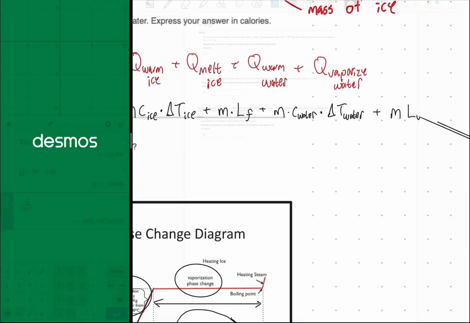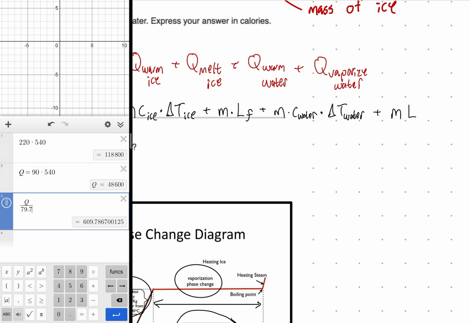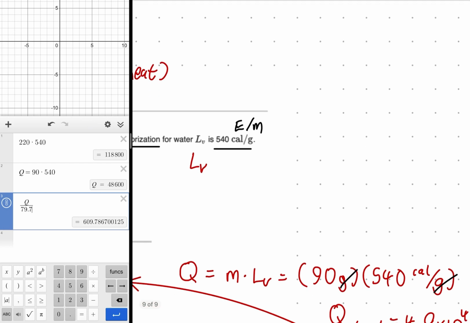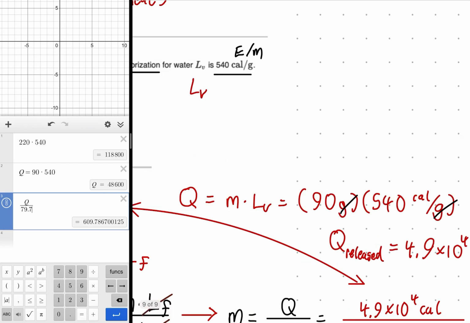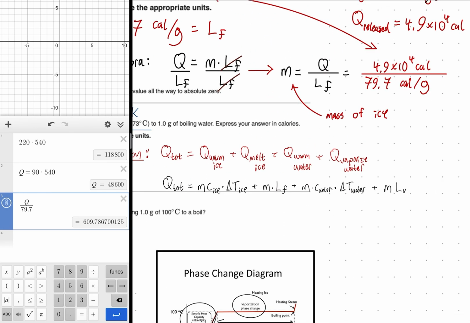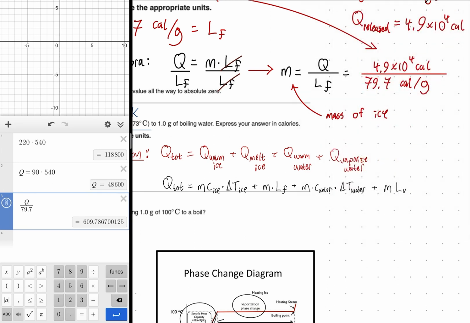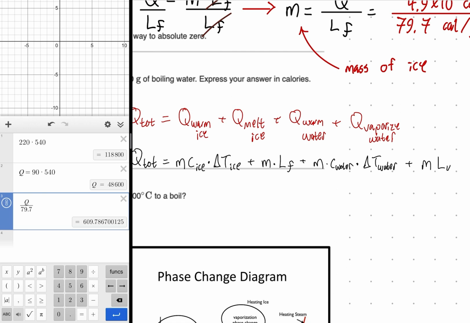All right, sorry about that. And LV is that bigger latent heat, the one that was 540 instead of 80. Okay, this one. All right, let's plug in all our values. I'm going to zoom out just a tad. I'm going to get a thicker pen for this one, and let's plug them all in, or write out what we're going to write before we put it in the calculator.